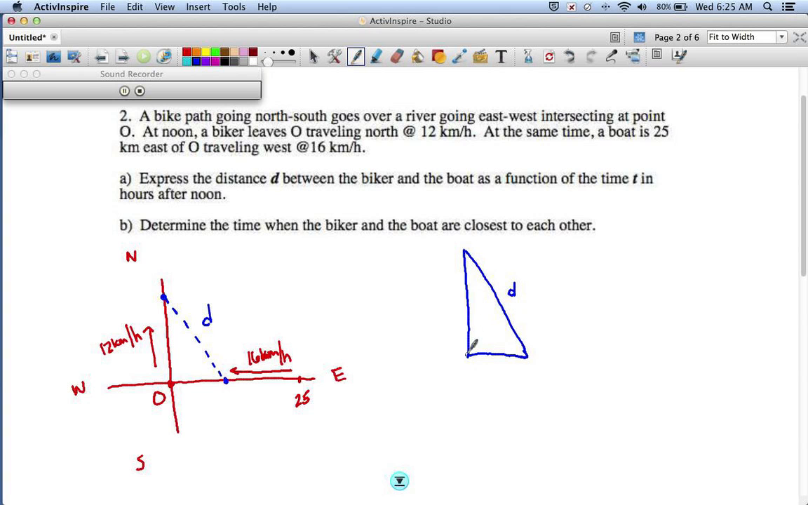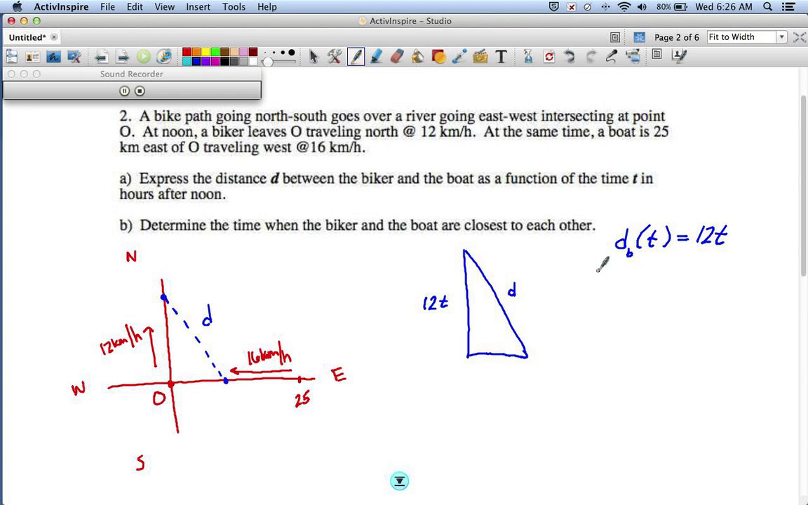Well, this is the biker. What is the length of this side? The biker is traveling at 12 kilometers an hour. So after 1 hour, the distance is 12. After half an hour, the distance is 6. After 2 hours, it's 24. So what's going on here? Well, every hour, he's traveling 12 kilometers. So his distance as a function of time is 12t. The biker's distance as a function of time is 12t.